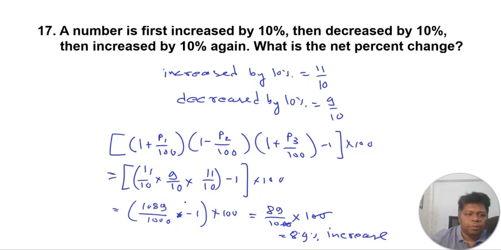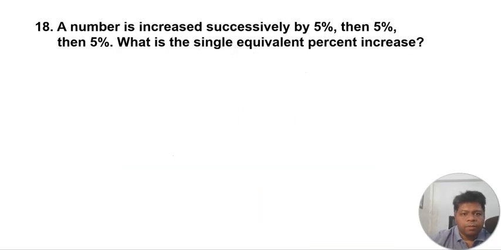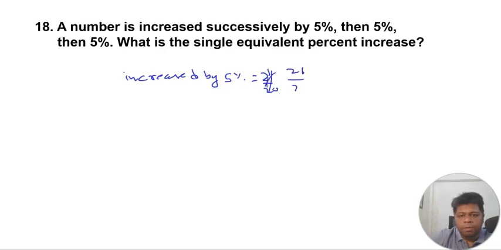Okay, now we'll be going to our next question. So a number is increased successively by 5%, then 5%, then 5%. So quickie, increased by 5% is what? Equal to 21 by 20. Okay, let me write it properly. 21 by 20. Okay, now applying that formula, 21 by 20 into 21 by 20 into 21 by 20 minus 1 into 100.